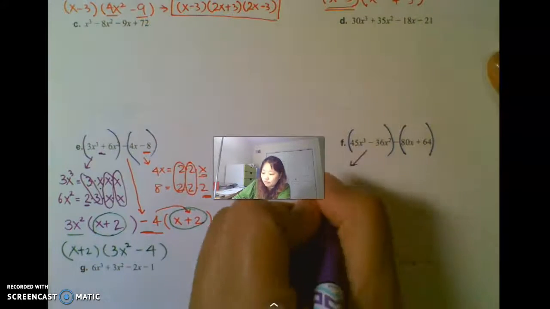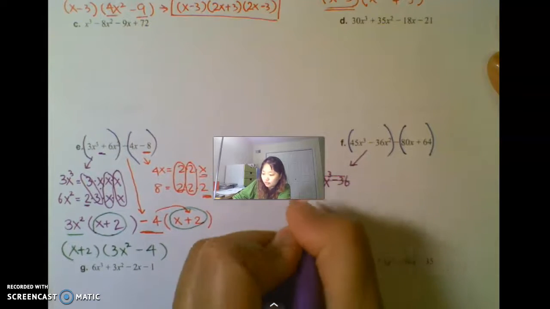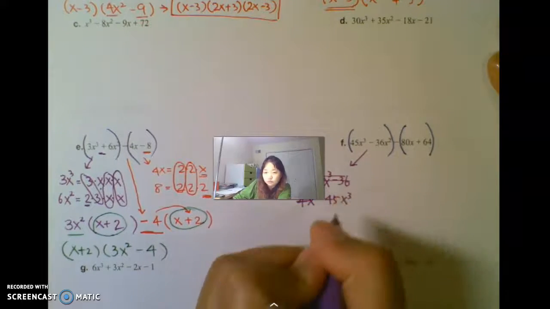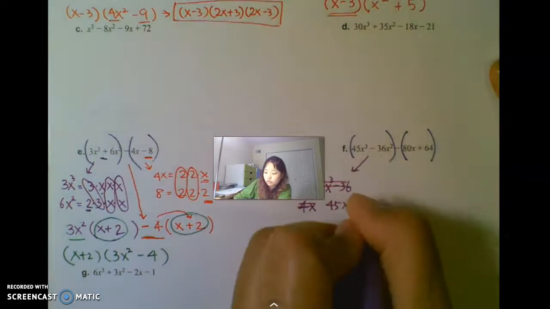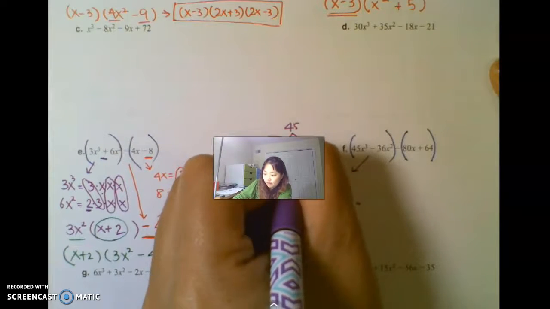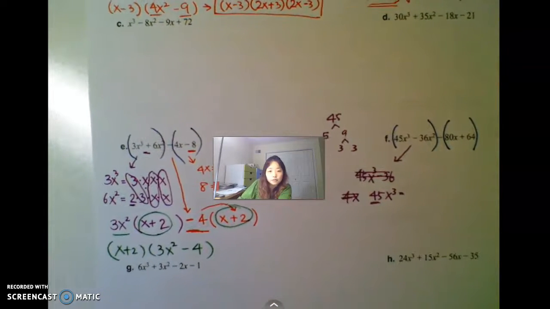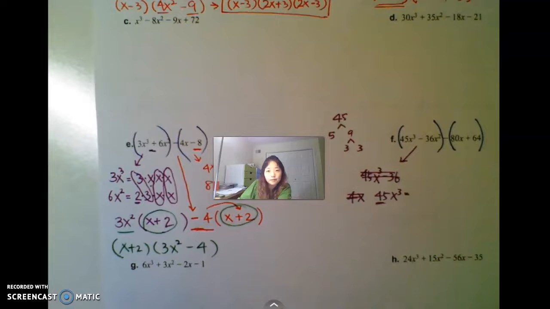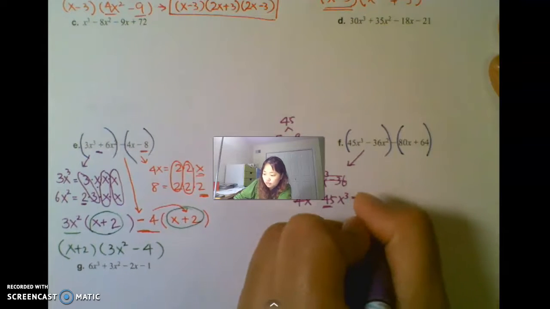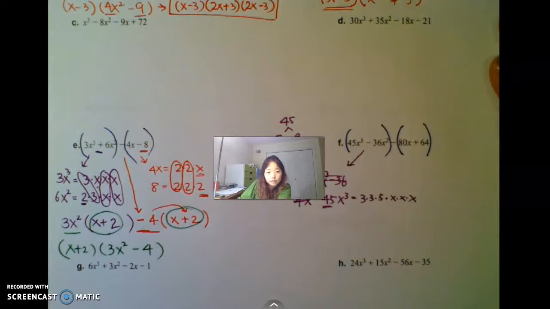Alright, let me try F. 45x cubed minus 36. Oh my gosh, what am I doing? I just want to do 45. Uh-oh, 45x cubed. Oof. Third time. 45, okay, let me do 45. 5 times 9, 3 times 3, right? You cannot see it, but 45 is 5 times 9, and 9 is 3 times 3. So that is 3 times 3 times 5 times x, because of the x cubed.